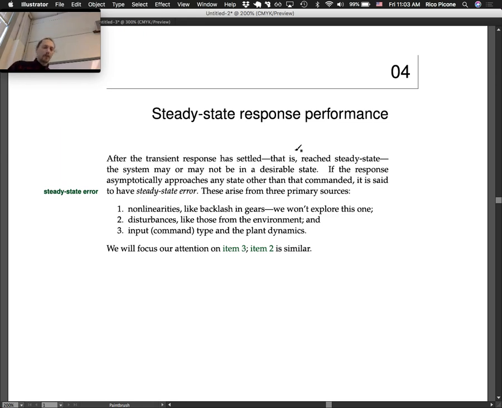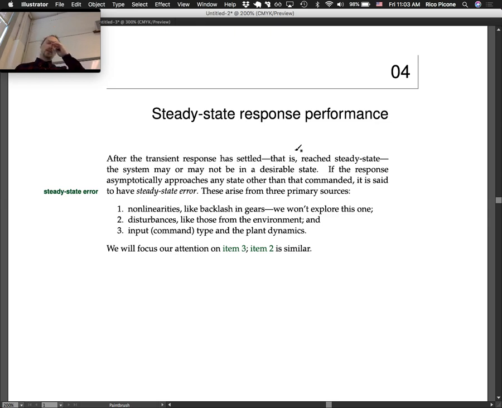These steady state errors arise from three primary sources. The first is nonlinearities, like backlash in gears. We won't explore this one. It's common, but it's also a whole topic to go into. Two, disturbances, like those from the environment. And three, input command type and the plant dynamics.